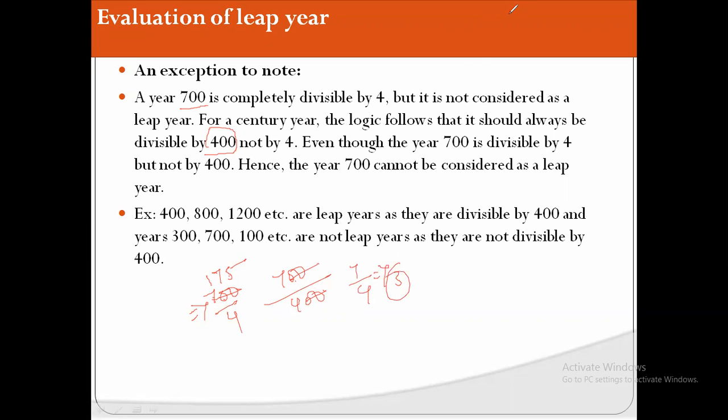So it is very clear that if it is a century, it has to be divisible by 400. If it gives 0 when divided by 400, then only it will be a leap year. If not, it won't be called a leap year. It will be a normal year. For example, 400, 800, 1200, etc. are leap years as they are divisible by 400, and years like 300, 700, 100, etc. are not leap years as they are not divisible by 400.